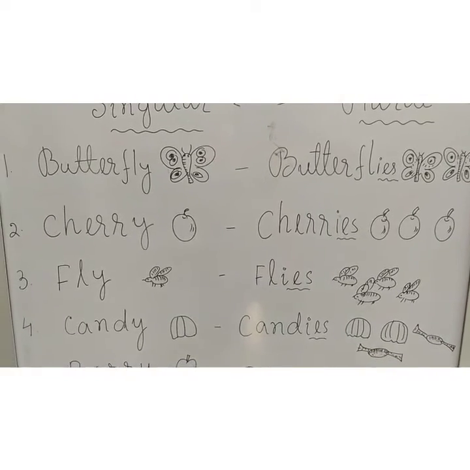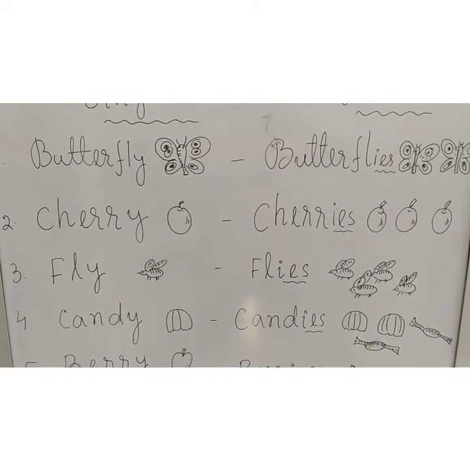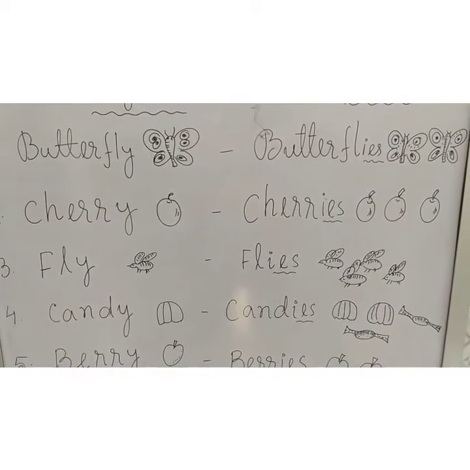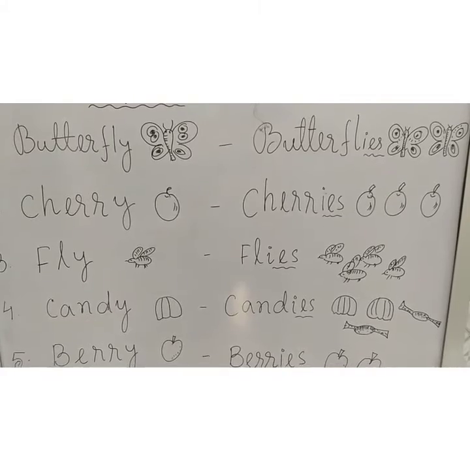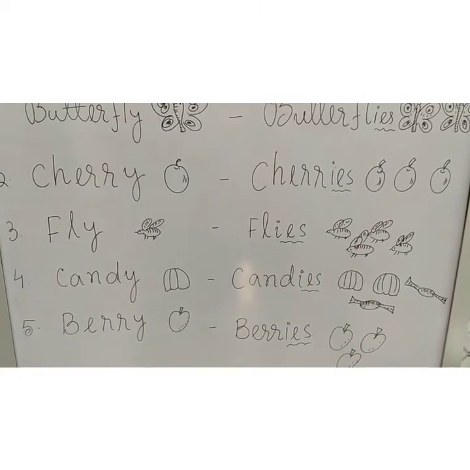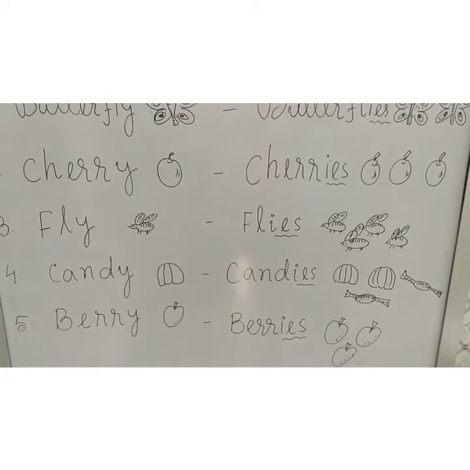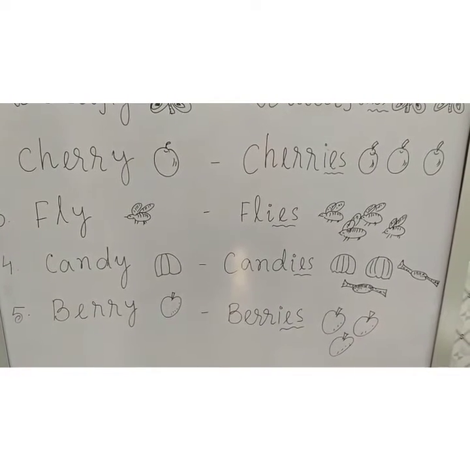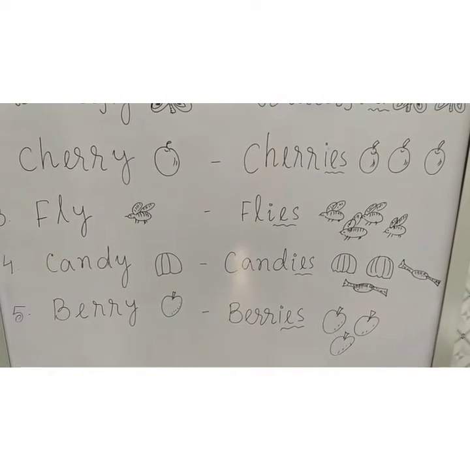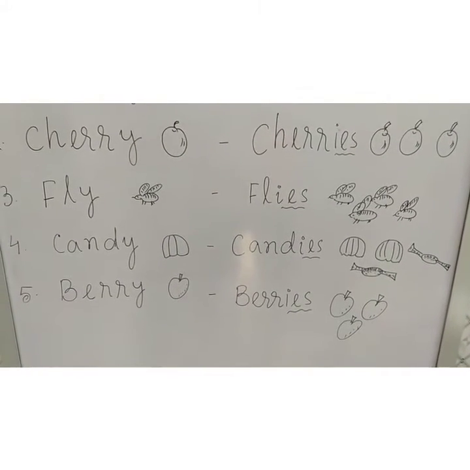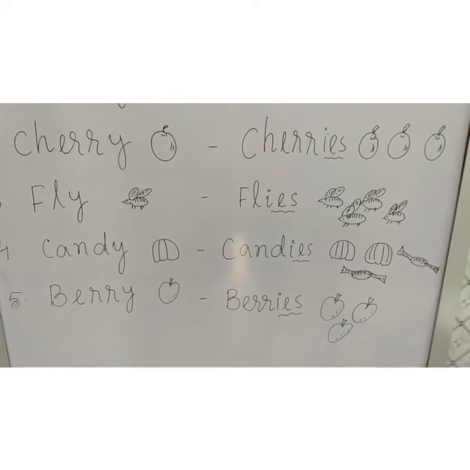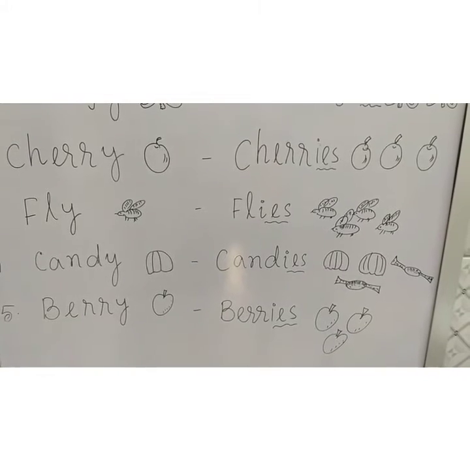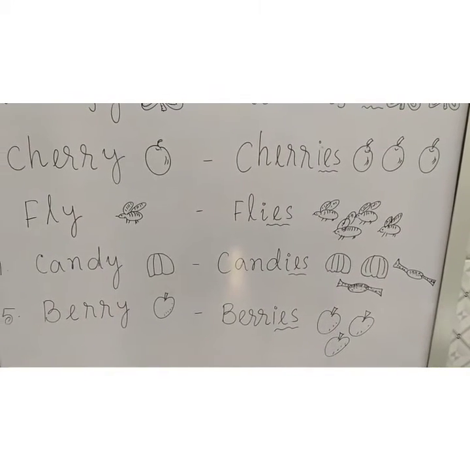Second, cherry, as we know it is a fruit. If it is more than one cherry, we write cherries. Third one, fly. If it is plural, we write it flies. Fourth one, candy, candy means chocolate. If it is one, candy. If it is more than one, candies.